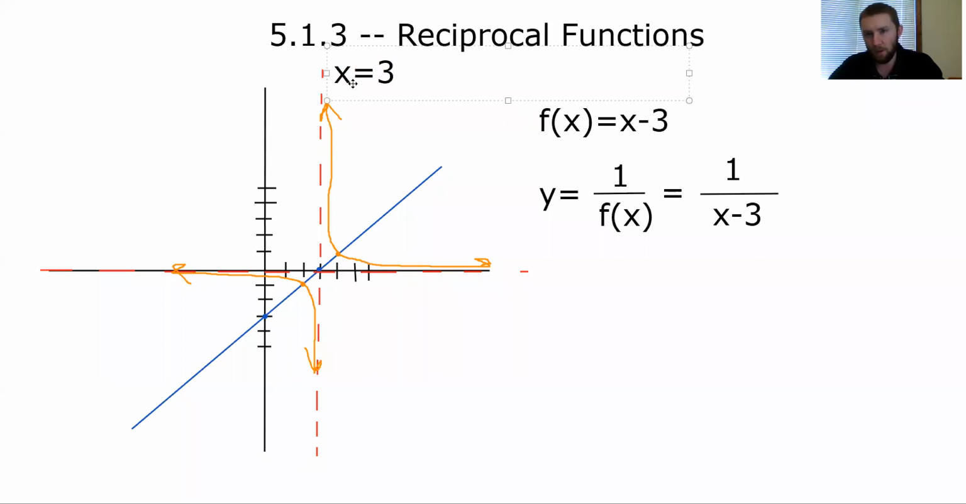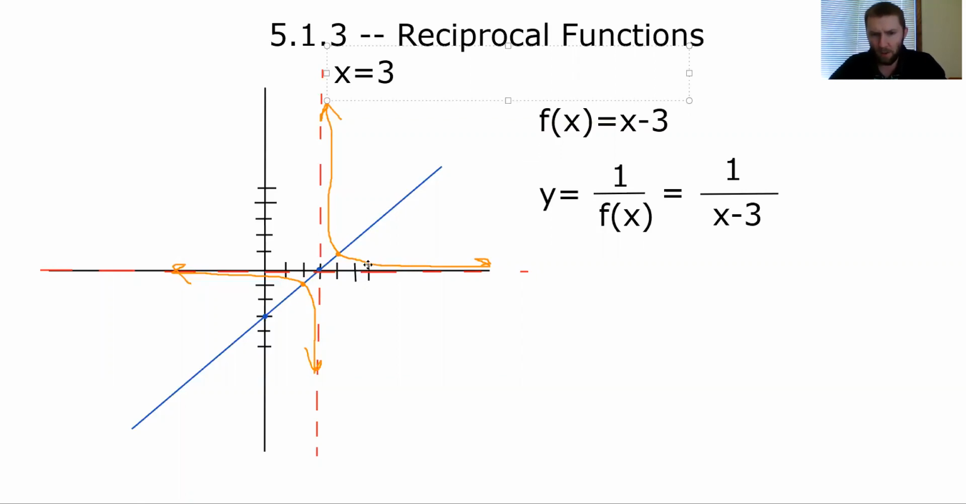When we create a reciprocal function, the vertical asymptotes of that function are always going to be wherever the x-intercepts, or the 0 values, were of our original function. So in this case, our function was x minus 3. What value of x makes that function 0? Well, x equals 3 makes that 0. So x equals 3 becomes a vertical asymptote when I go to the reciprocal, 1 over x minus 3.